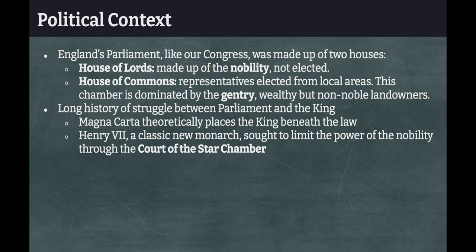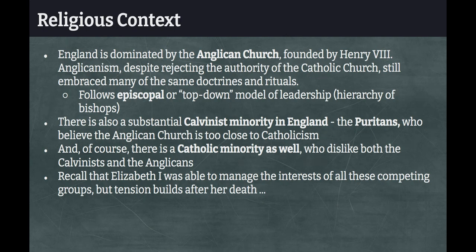Now, not only that, but remember, in Unit 1, we talked about the rise of the new monarchs, and we said that one of the things that the new monarchs did is they tried to put limits on the power of the nobility. One of the ones that we talked about was Henry VII, and we mentioned that he tried to control the nobility through this sort of extrajudicial court system called the Court of the Star Chamber. So that's still in place, so there's still tension here over that kind of thing. All right, now let's talk about the religious context.